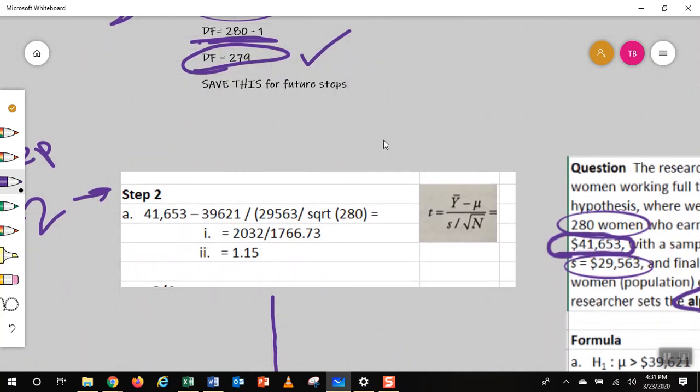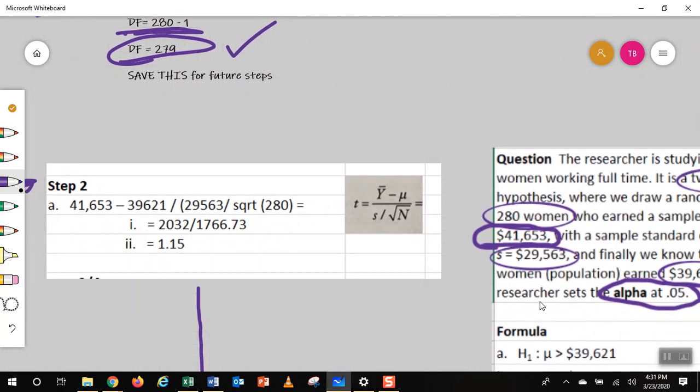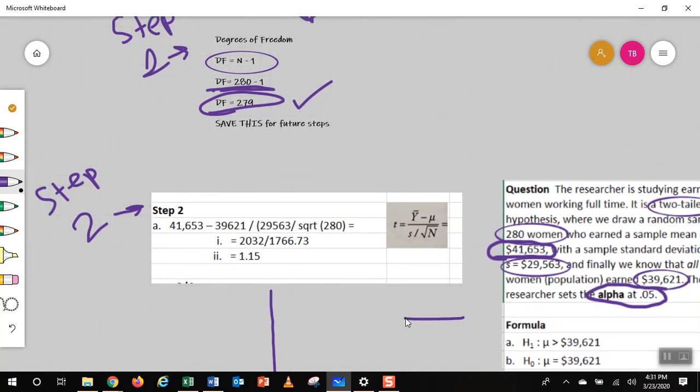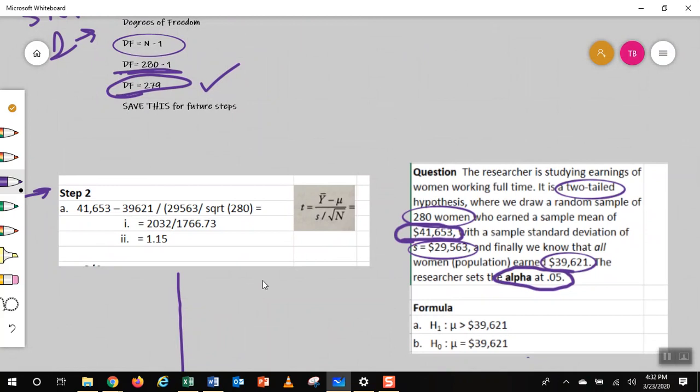Okay, step 2. We're basically just plugging in the numbers from the question. I'll zoom out a little bit here so we can see where these numbers are coming from. It's simply taking the sample mean, 41,000, minus the population mean, 39,621, and dividing it by the sample standard deviation, 29,563, divided by the square root of n, and n is the number of women.